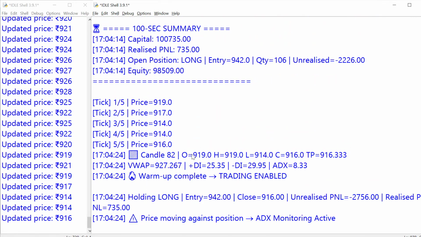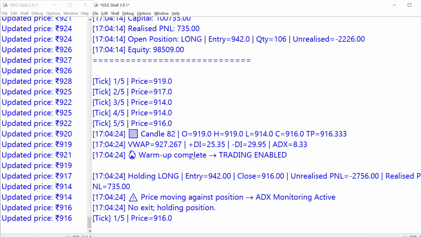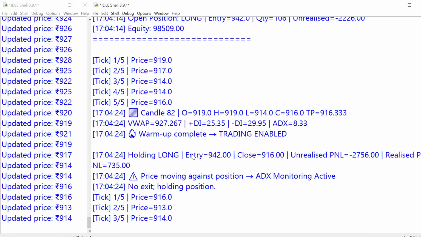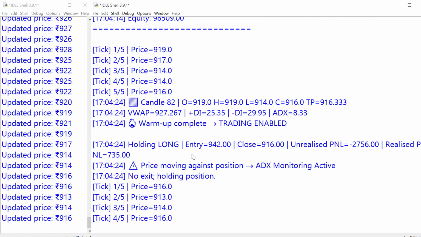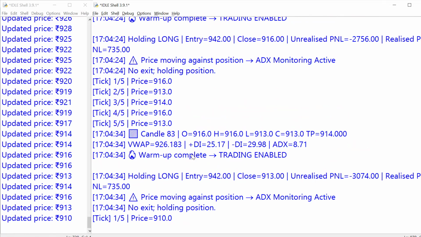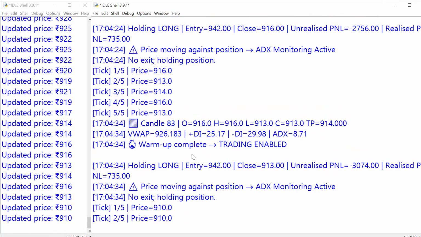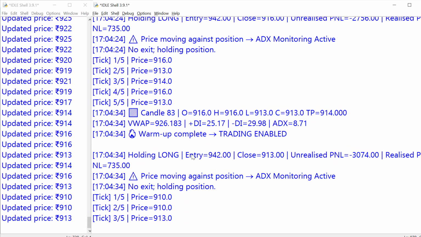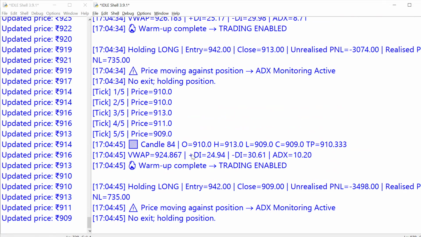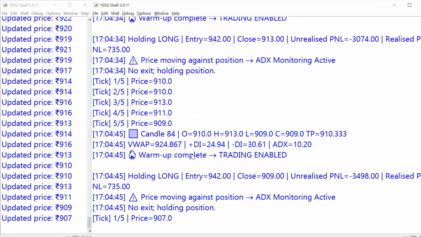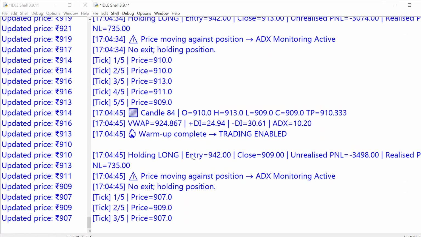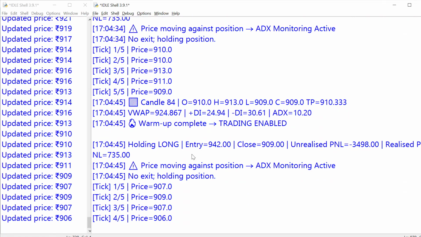So the ADX might get active and book a stop loss. Still, the ADX has not detected a change in trend. Still waiting. Okay, the price is almost 32 points against us. Still, ADX is not ready to book the stop loss. Now the price is almost 31 points against us.